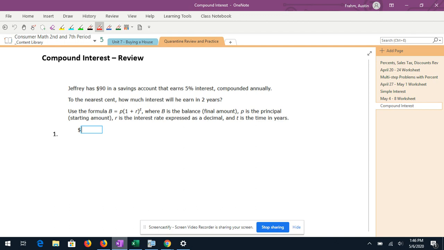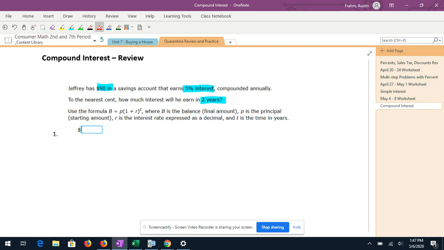So looking at this equation, we're given a few important pieces of information. The original amount he put in the savings account was $90. The interest was 5%, and they want to know how much interest he will earn in 2 years. So we're going to use these three numbers and put them into the equation.